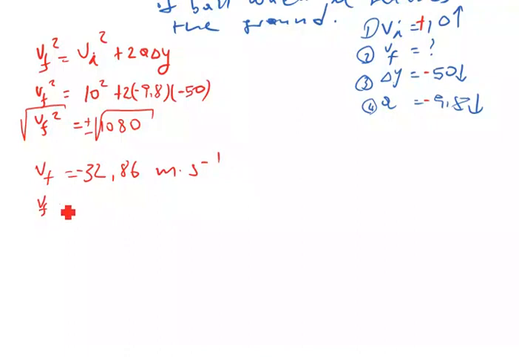So the final velocity is equal to negative 32.86 meters per second. This negative tells us it is going downwards. Then we are done with this one. Now let's go to another example.